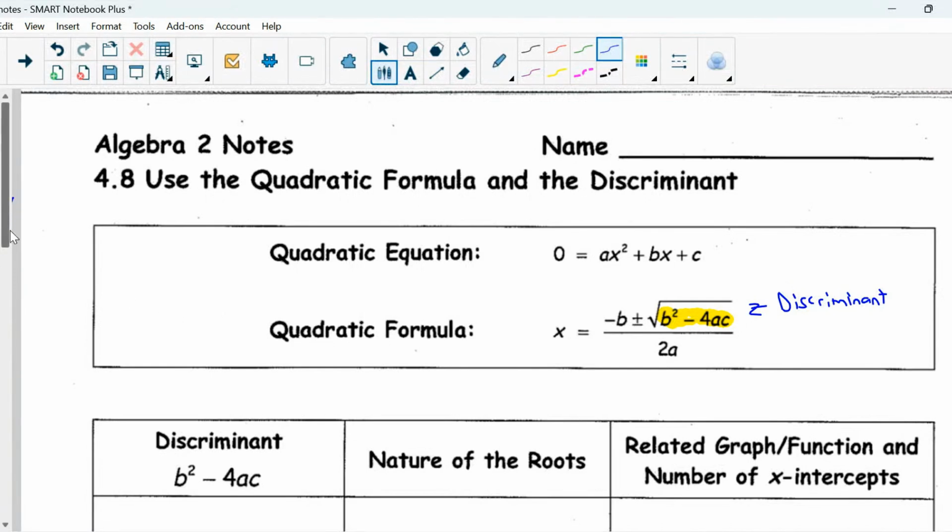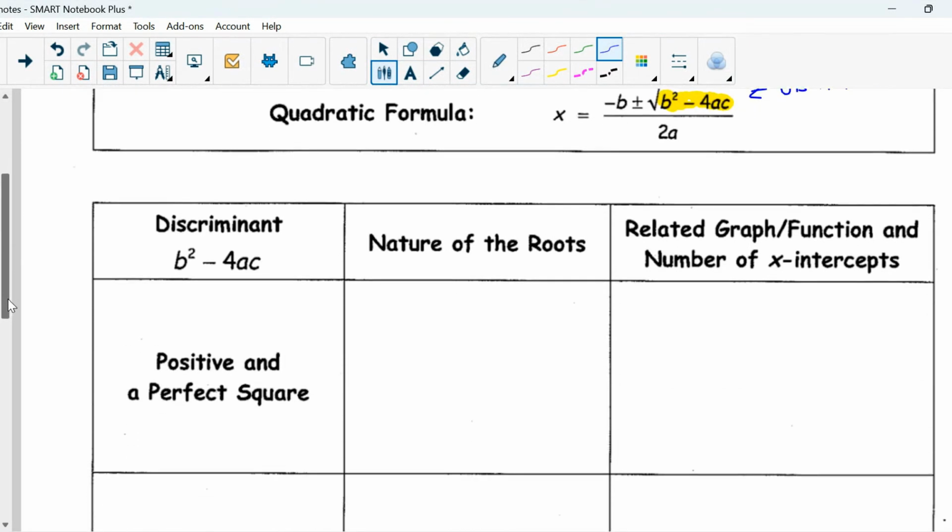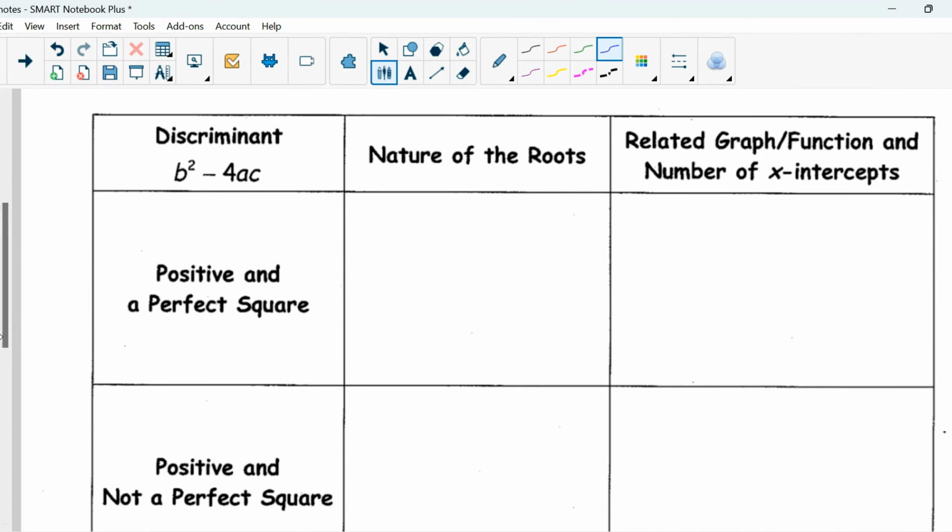So make sure somewhere in your notes that you write down this chart. So our discriminant, like I said, was the b squared minus 4ac part of our quadratic formula. And if the result of your discriminant is positive and a perfect square, then that means that our roots, or our zeros, are going to be two rational roots. Okay? This ultimately means that our quadratic is factorable.